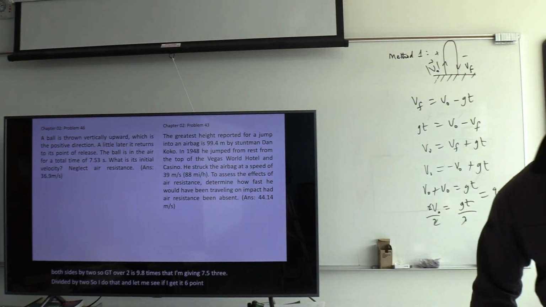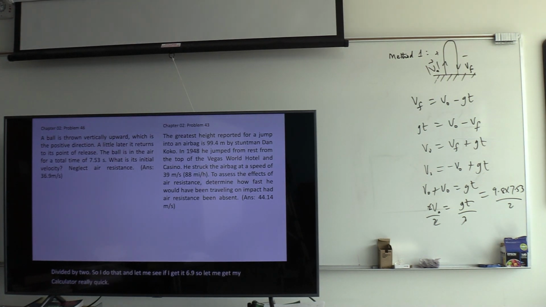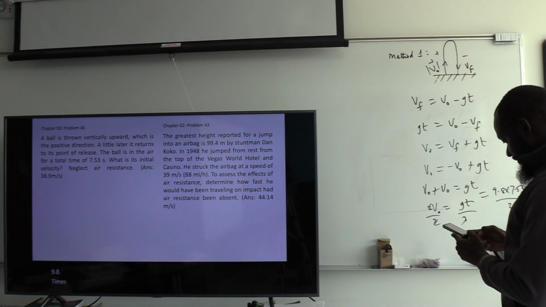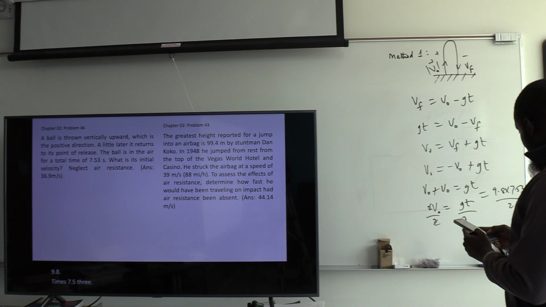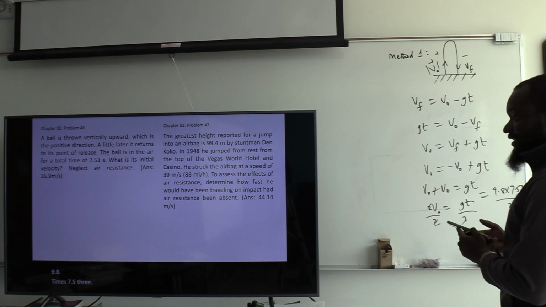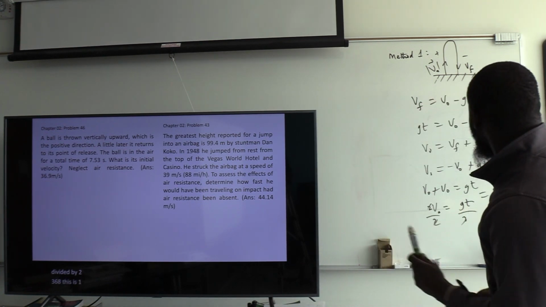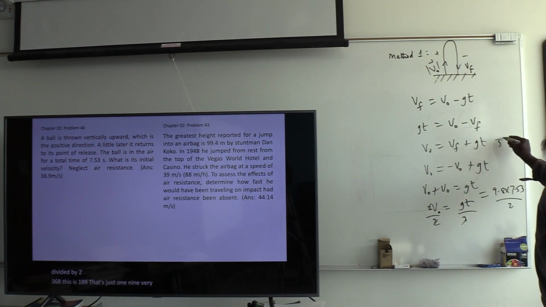So let me get my calculator really quick. I put the answers there so we can easily cross-check our work and make sure we're doing it right. So I'm going to do on my calculator 9.8 times 7.53 divided by 2. 36.89. 36.9. Very correct. So this gives us 36.9 meters per second.